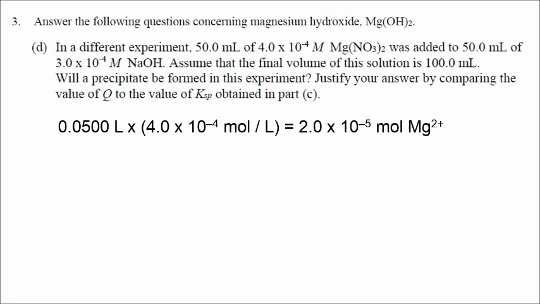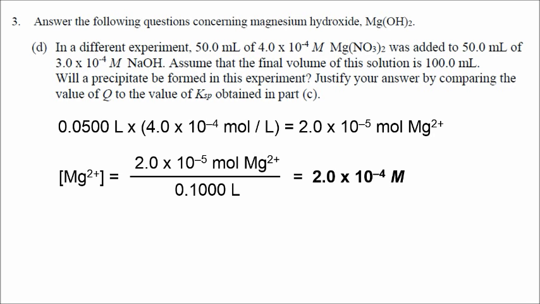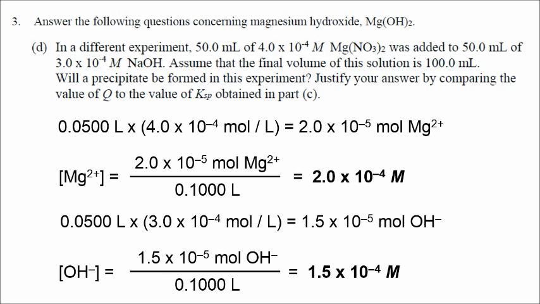Well, if I do volume times molarity equals moles, and then moles divided by total volume is molarity, I get a magnesium concentration of 2 times 10 to the -4, which, as you can see, is exactly half as much as the original concentration, because we're doubling the volume, so we're cutting the concentration in half. So in a similar way, I get a concentration of hydroxide, which is 1.5 times 10 to the -4, exactly half of the original hydroxide concentration, because we're doubling the volume and we're cutting the concentration in half.